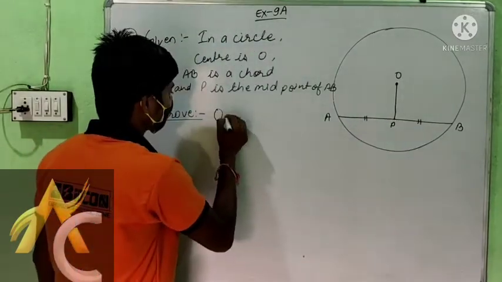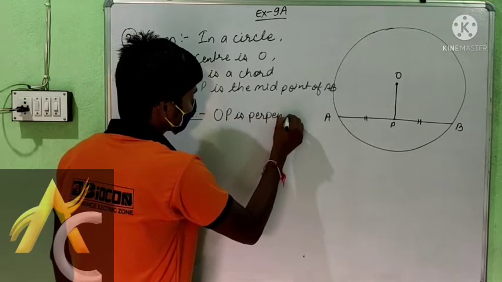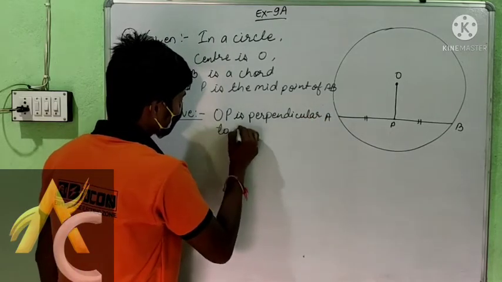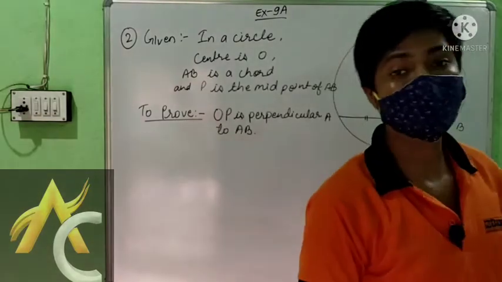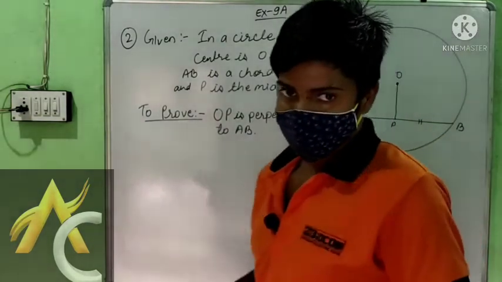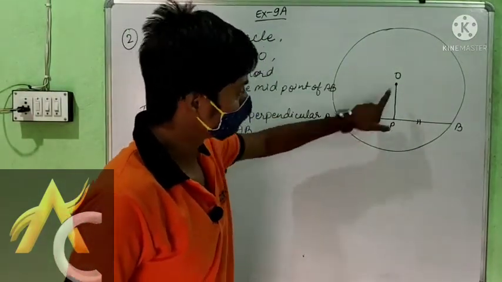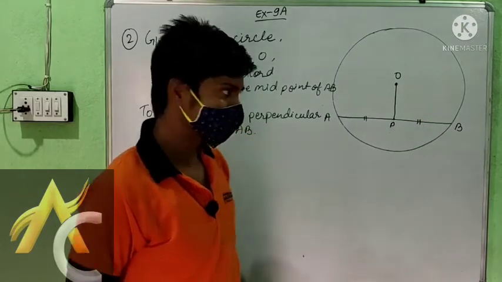What we have to prove? OP is perpendicular to AB. Perpendicular means making an angle of 90 degrees. That means we have to prove that angle OPA or angle OPB is equal to 90 degrees, or a right angle.